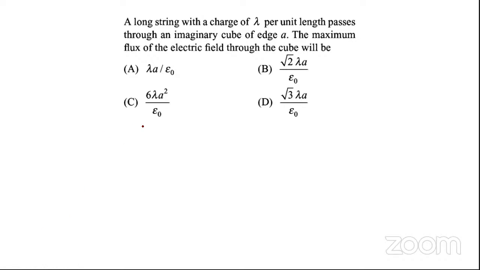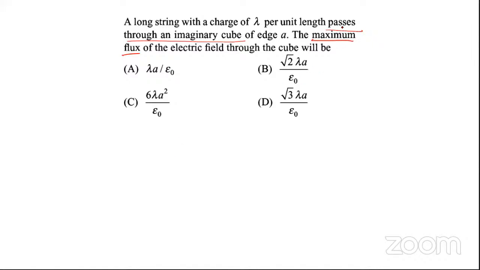Alright, I'll give you a hint. See, why is it asking me maximum flux? Because flux is variable in this case. How is the flux variable? Because the question does not mention how it passes through the cube. It is not saying that वो सीधा सीधा pass हो रहा है, perpendicular pass हो रहा है, diagonally pass हो रहा है.